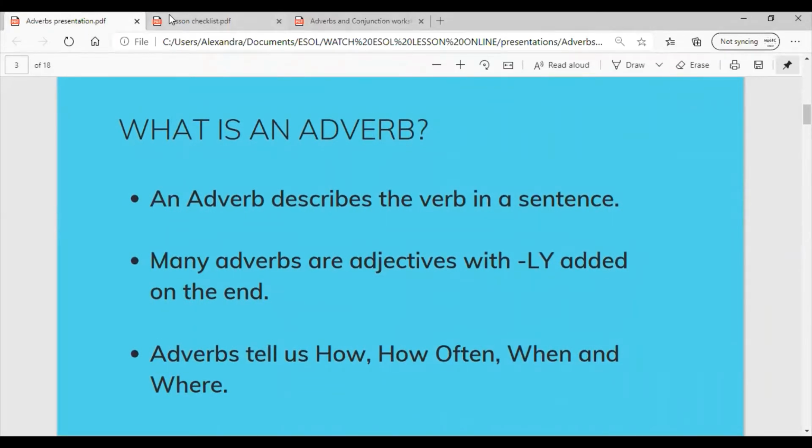Okay, so what is an adverb? An adverb describes the verb in a sentence, and many adverbs are adjectives with -y added on the end. And an adverb tells us how often, when, and where. So these are the main things to remember with an adverb, that it describes the verb in a sentence.